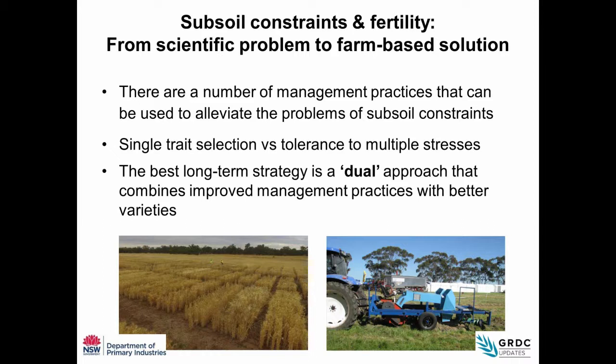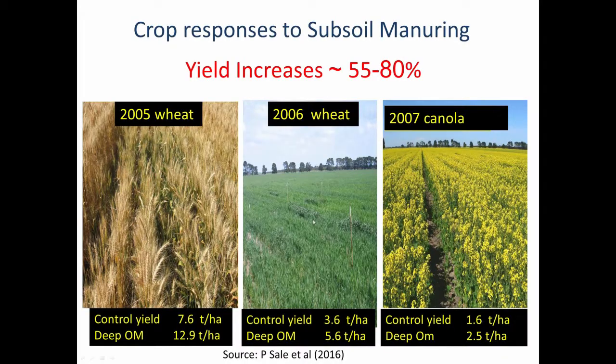We have evidence from high rainfall areas that subsoil manuring, for example, has the potential to increase yield by 50 to 80%. The photo that I put here is from Peter Sale, who led that work in the last few years. GRDC was very interested to look at the potential of this work in medium rainfall areas, and 2017 is the first season that we are going to look at the potential of this work to tackle subsoil sodicity. We already have another project led by Dr. Guandi Lee looking at subsoil acidity.